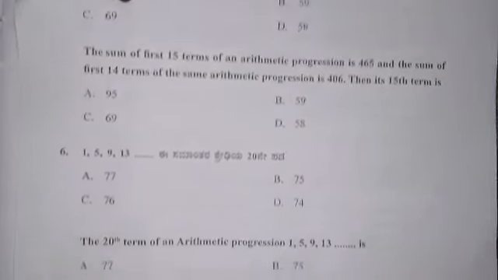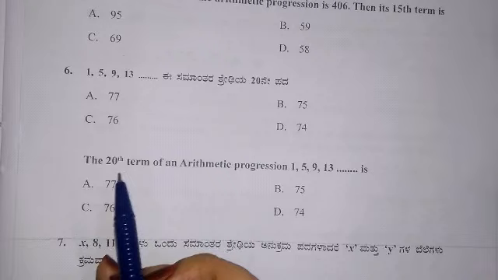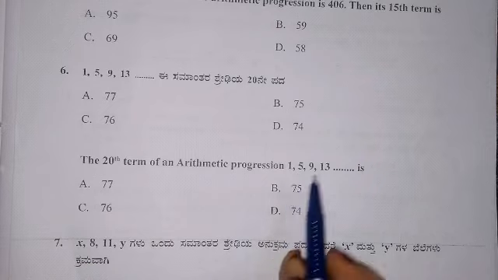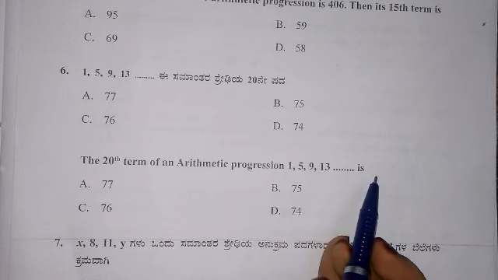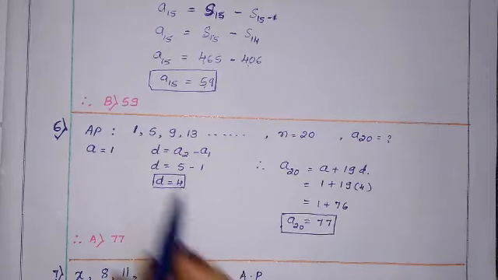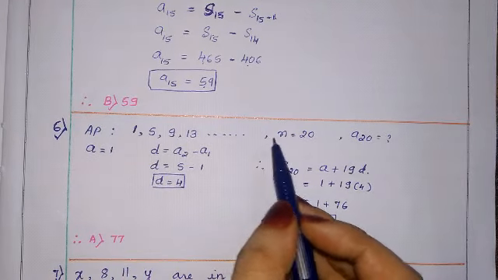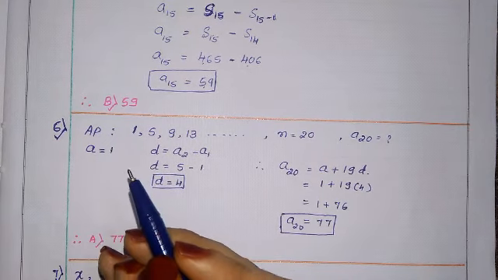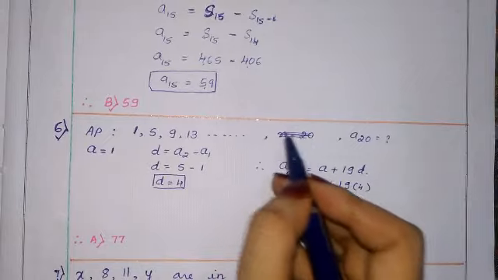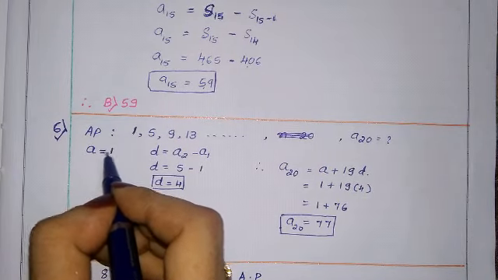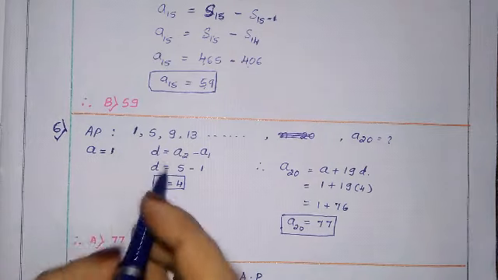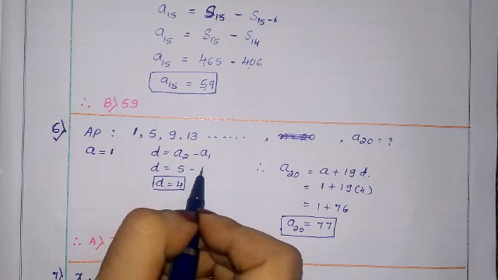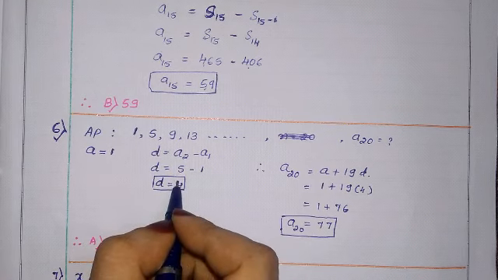Okay, now let us see the next question. Here the 20th term of the AP is asked, where the AP is given as 1, 5, 9, 13. This is a direct question. They have told us to find the 20th term. A, the first term, is equal to 1. Here n is not required. D is equal to the second term minus the first term, that is 5 minus 1, so D is equal to 4.